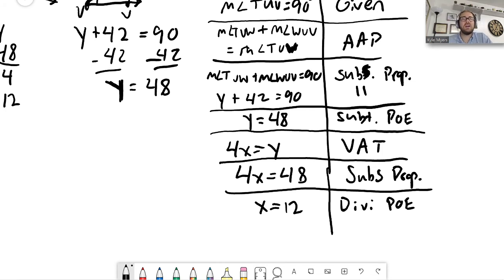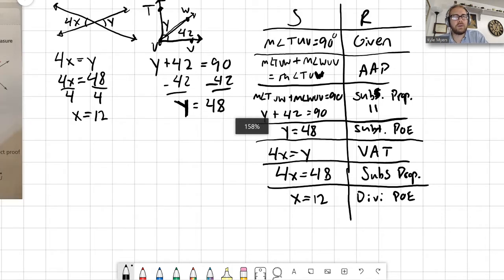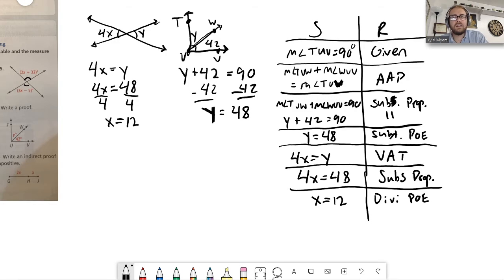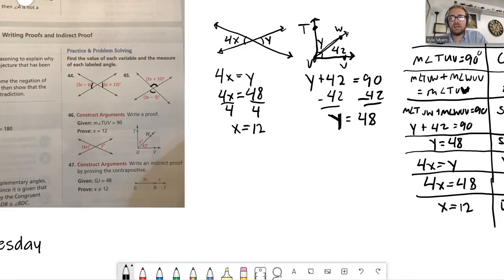So again, when I abbreviate, your teacher may or may not like you to use the same abbreviations that I use. I like to use very strong abbreviations because why not? And it's fun and it sounds fun to say VAT, V-A-T. But just note what your teacher wants and what they are usually putting for reasons and statements and things like that, so that you can get an idea of what they're looking for on the test. Okay, but that's what I would put. That's what I would do, and that is how you fill in and make a proof for number 46.